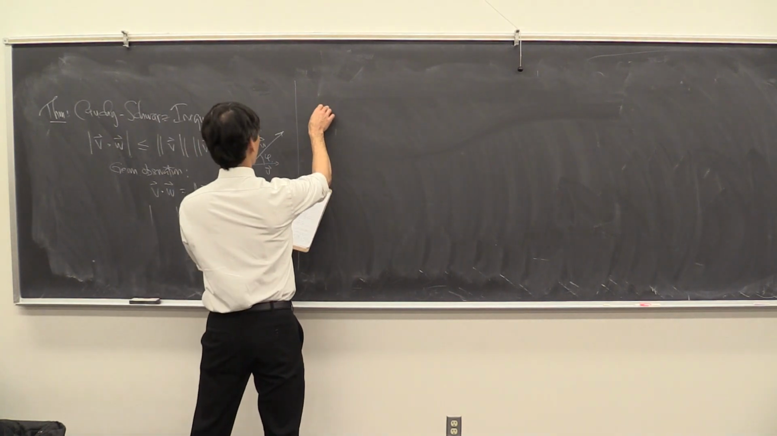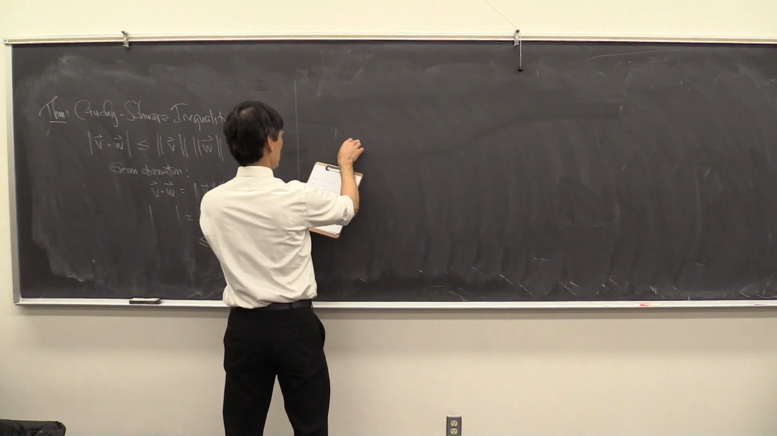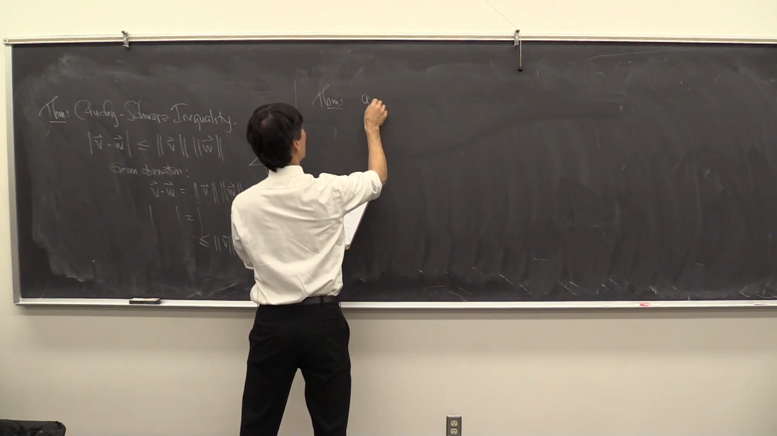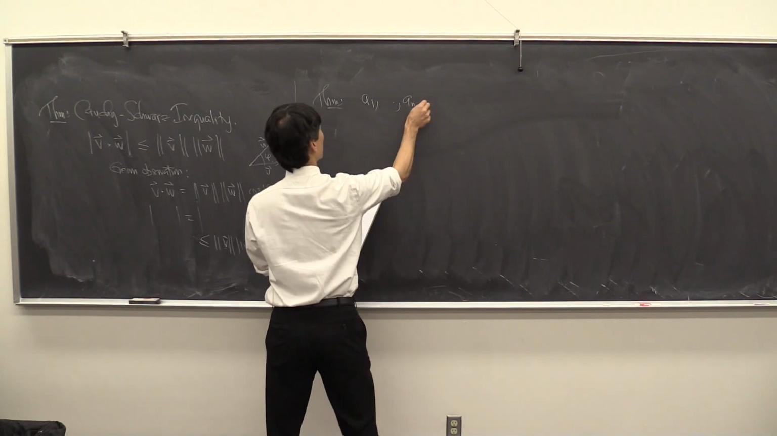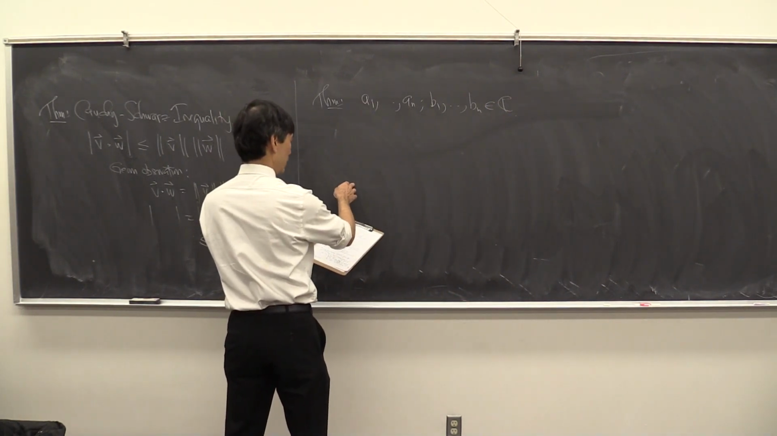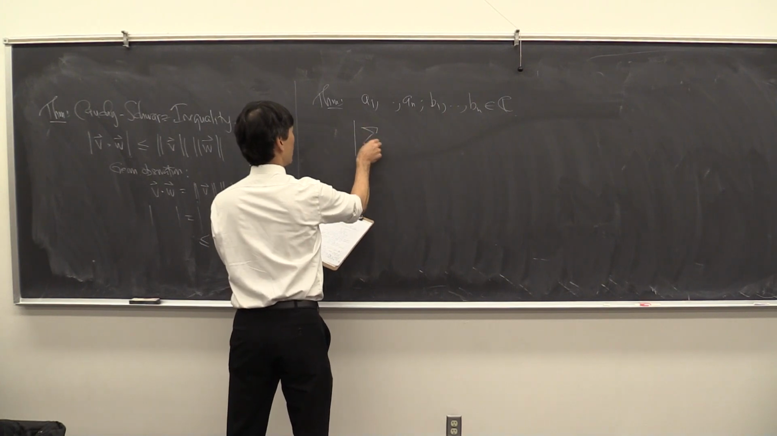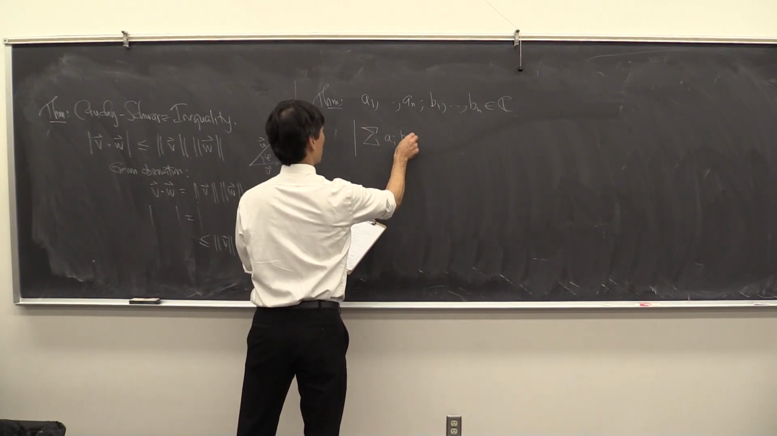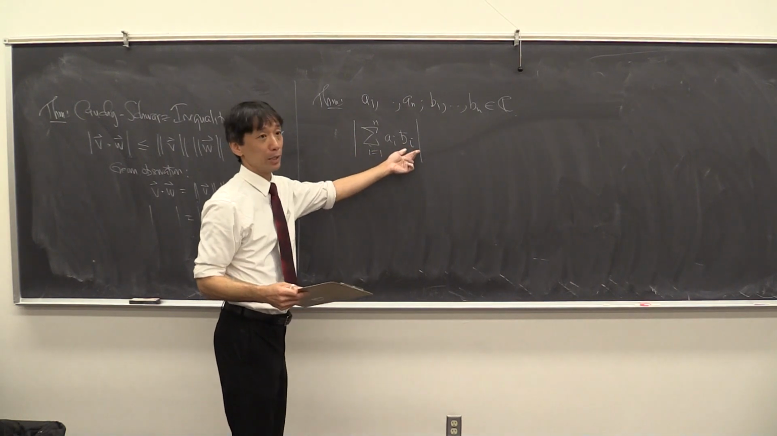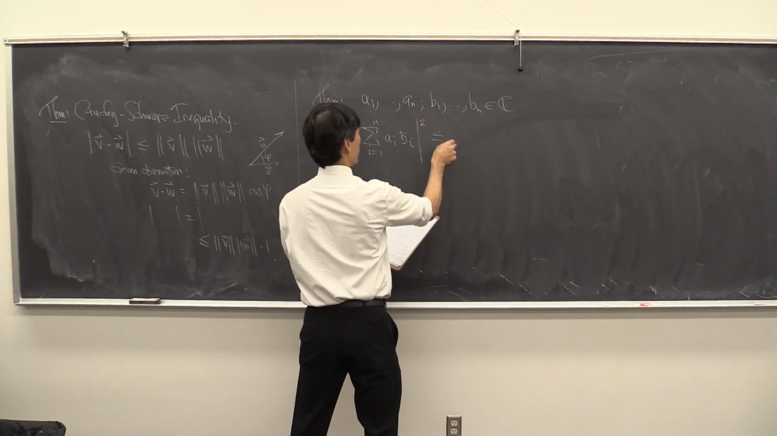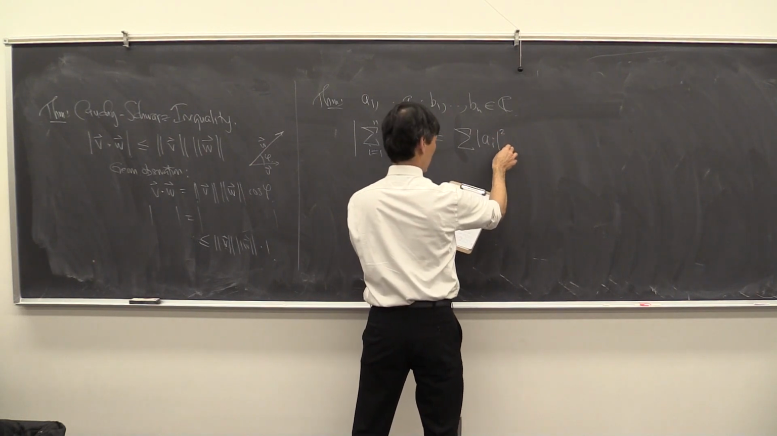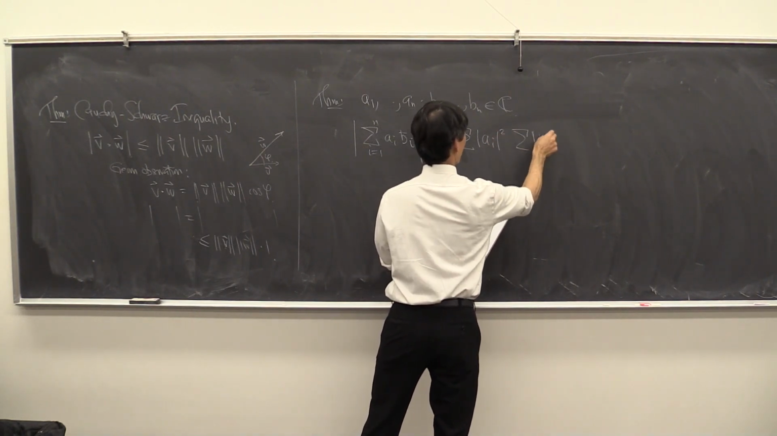In any case, here's the Cauchy-Schwartz inequality in the complex setting. You have a bunch of numbers, a1 through an, b1 through bn, all complex numbers. What it says is that if you take the sum of the ai times the conjugates of the bi, and take the modulus squared, then that will be less than or equal to the sum of the moduli of the ai squared times the sum of the moduli of the bi squared.